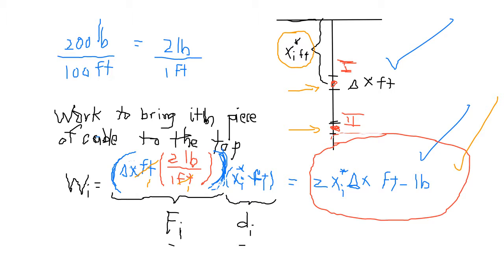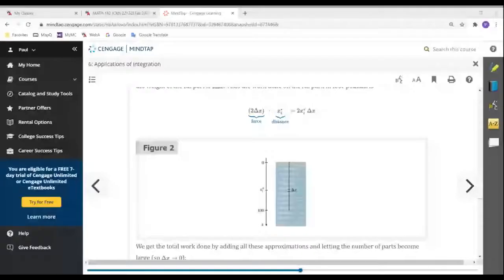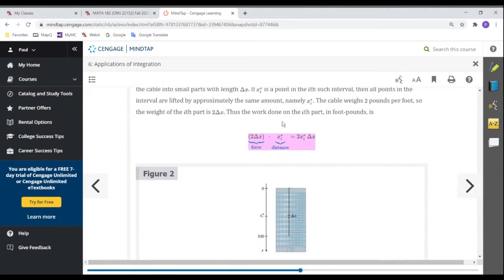Are there any other questions? All right, well, this is in the recording. Now let me go back to the book then. Okay, so now you understand where this comes from, what they're talking about here. The work done on the ith piece of cable to bring it to the top, in foot-pounds, is 2xi delta x.